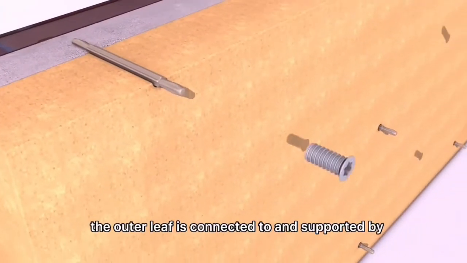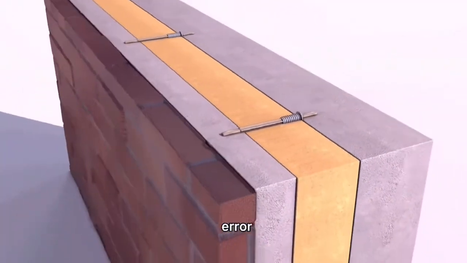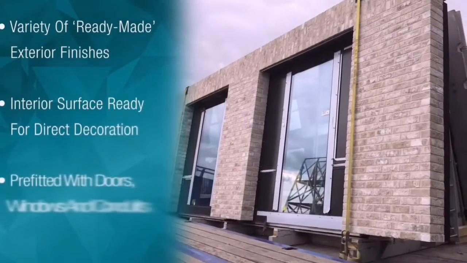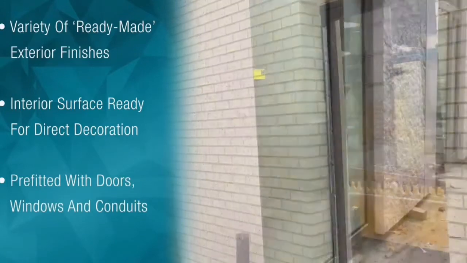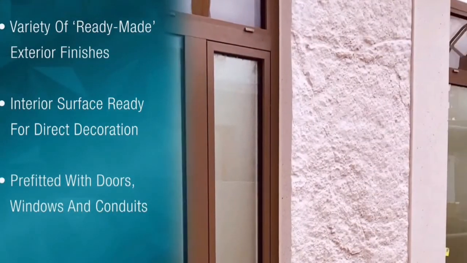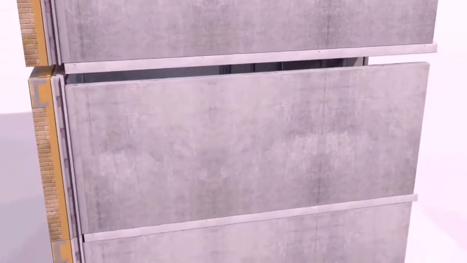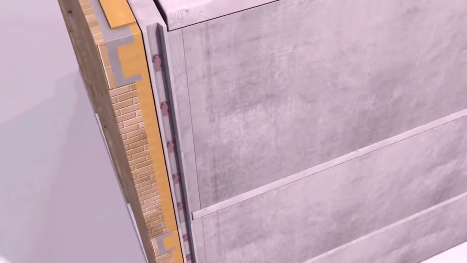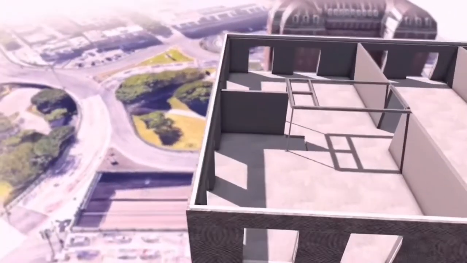The outer leaf is connected to and supported by the inner leaf using proprietary plastic ties, sandwiching the insulating layer in between. Sandwich panels provide a ready-made exterior with a variety of finishes and an interior surface ready for direct decoration. They come pre-fitted with doors, windows, and conduits, and are the most fire-resistant build method available due to the installation being totally encased by the wall, floor, and roof slab.